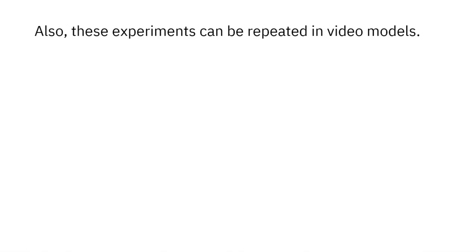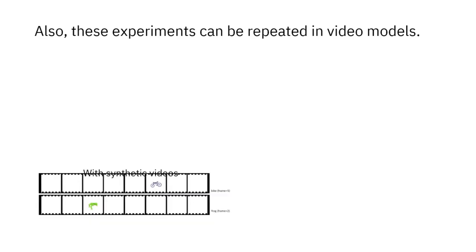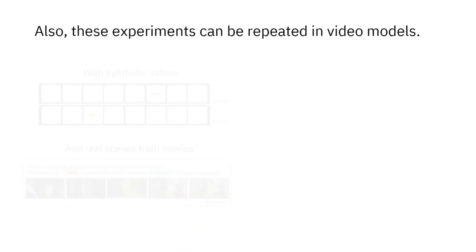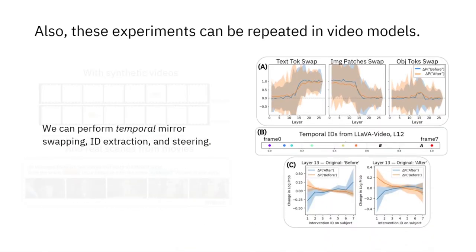As a finishing touch, while our work didn't focus on video models, we did find that these experiments can be repeated on video models. With synthetic videos and real scenes from movies, we can perform temporal mirror swapping, ID extraction, and steering, and find that similar to spatial IDs, temporal IDs mediate model beliefs about the ordering of events through time.